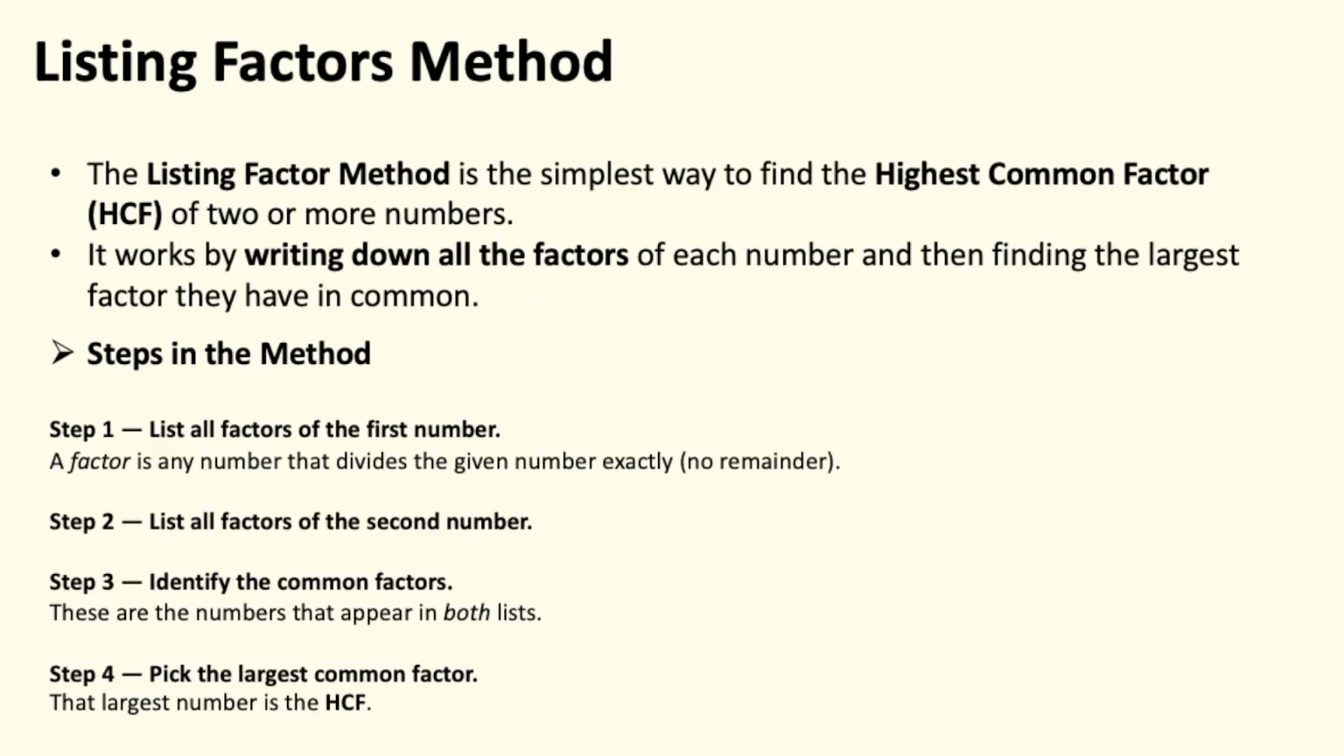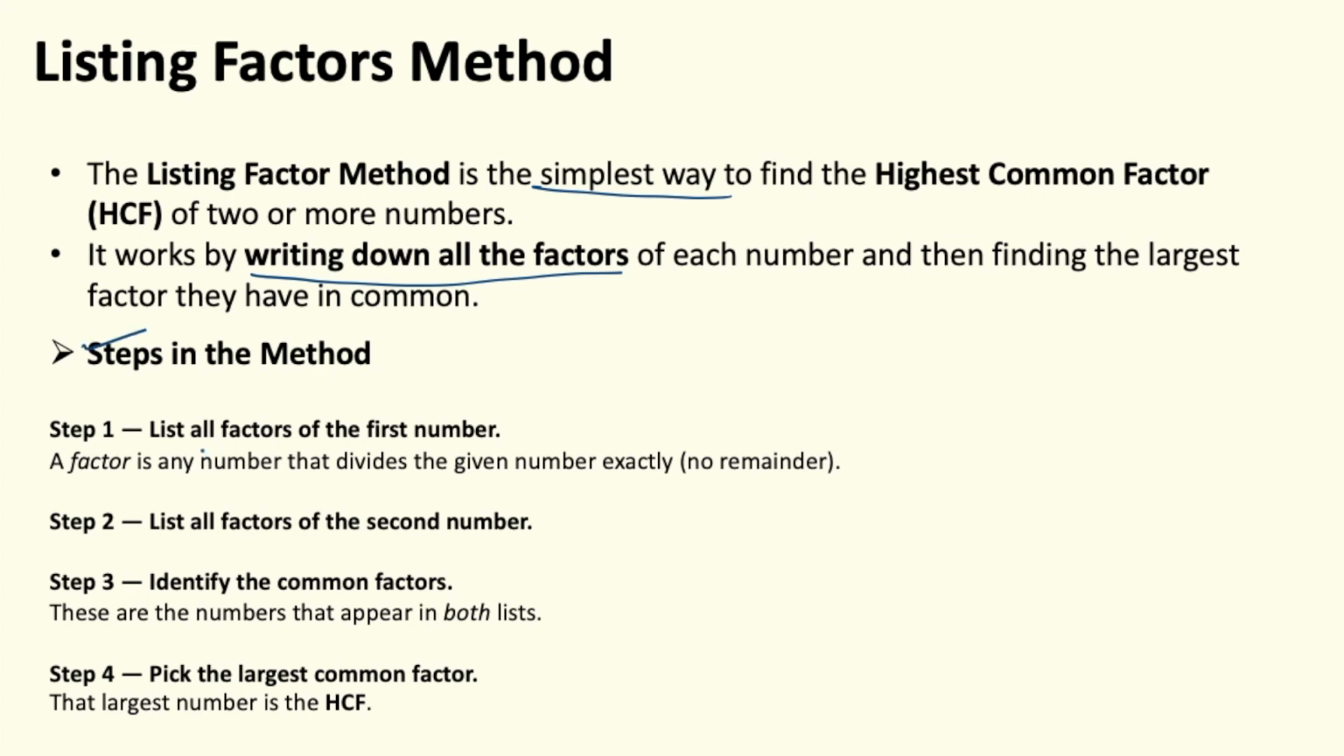Let's start with the listing factor method. In the listing factor method, what we do is that we write down all the factors of each number. And as I said previously, this is one of the simplest ways to find the highest common factor. There are several steps involved in the listing factor method.